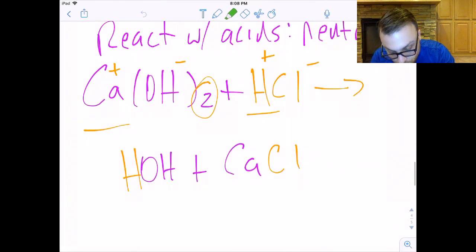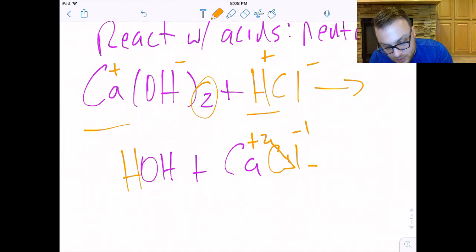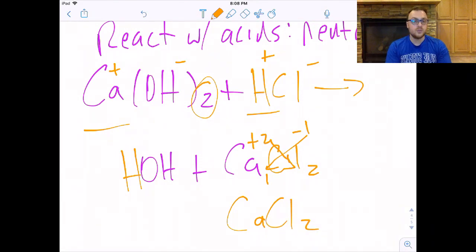So, since this is +2 and this is -1, that doesn't balance. So crisscross these, just the numbers, down. So your final answer should be CaCl2.